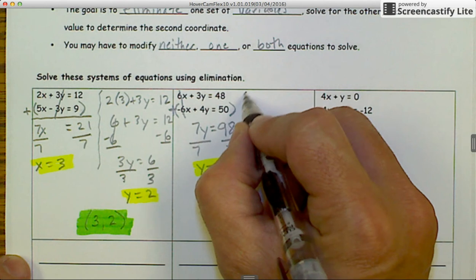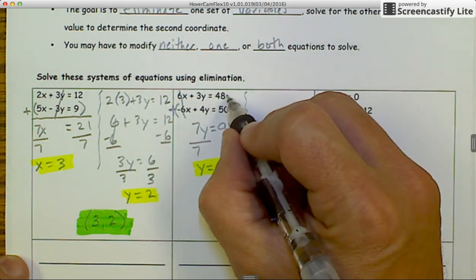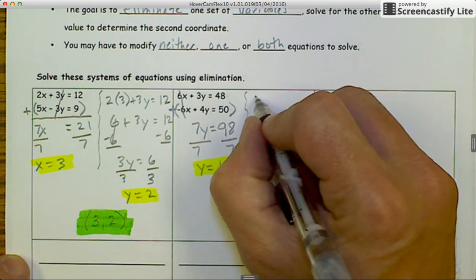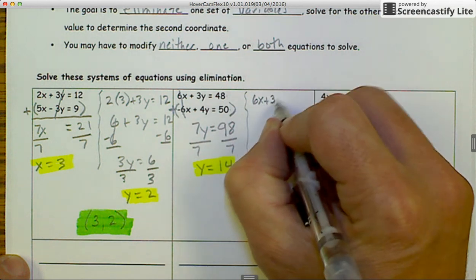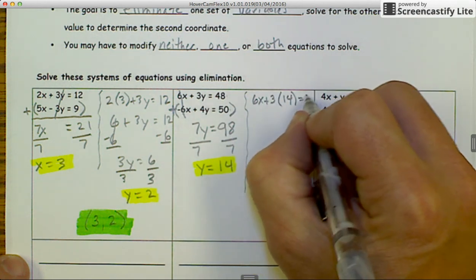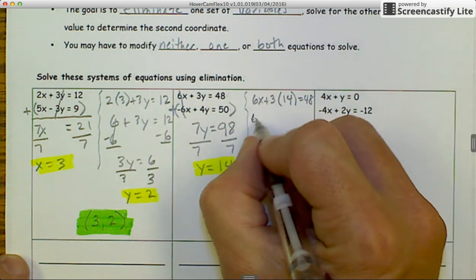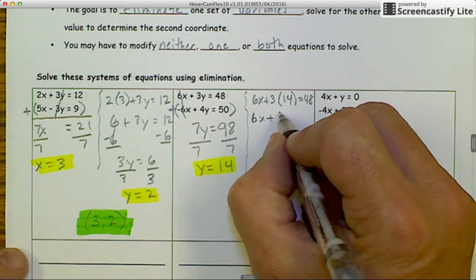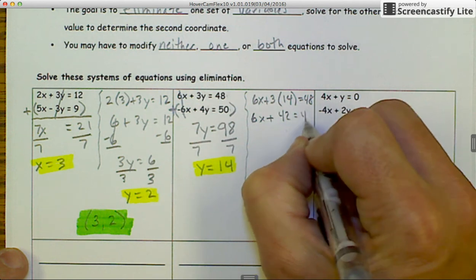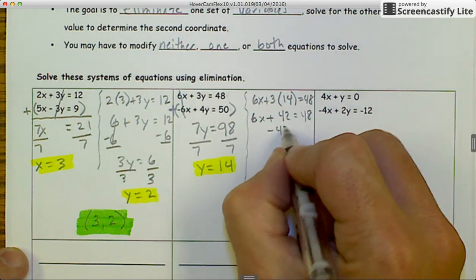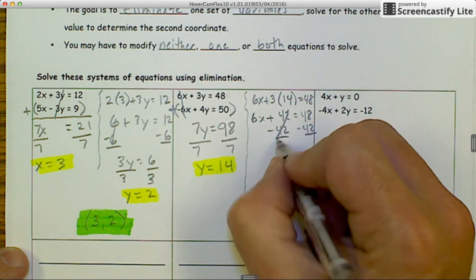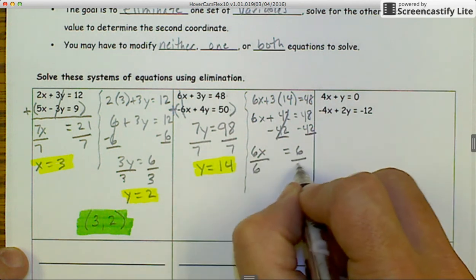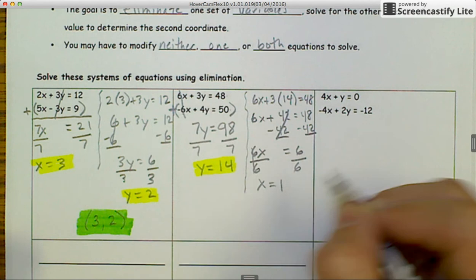And then again, once we figure out one value, we're going to go back up to either the first equation or our second equation and solve for x. So 6x plus 3 times 14 is equal to 48. So we have 6x plus 3 times 14, which is 42, equal to 48. And then subtract 42 from both sides. You get 6x is equal to 6. Divide by 6. x equals 1.